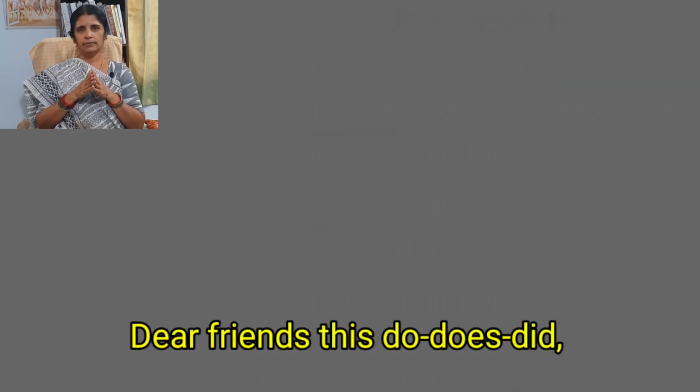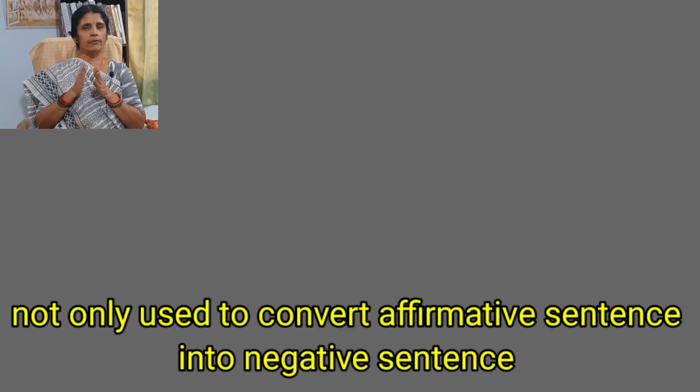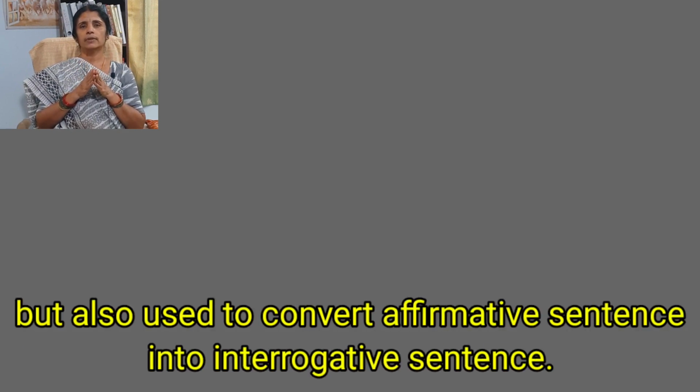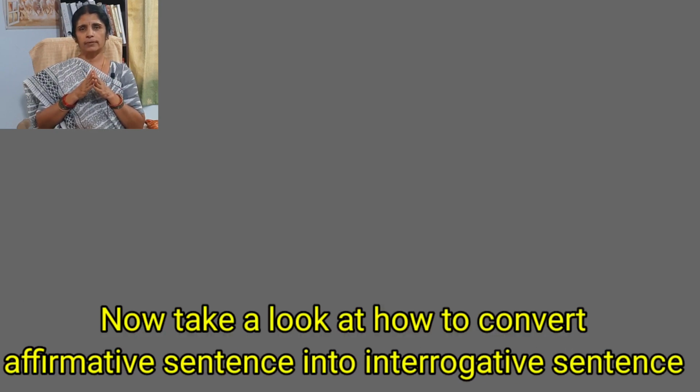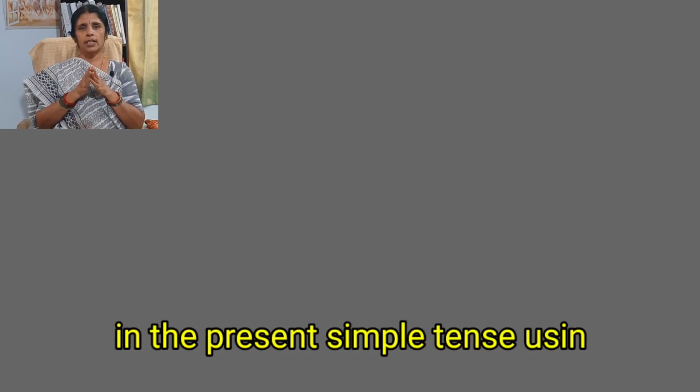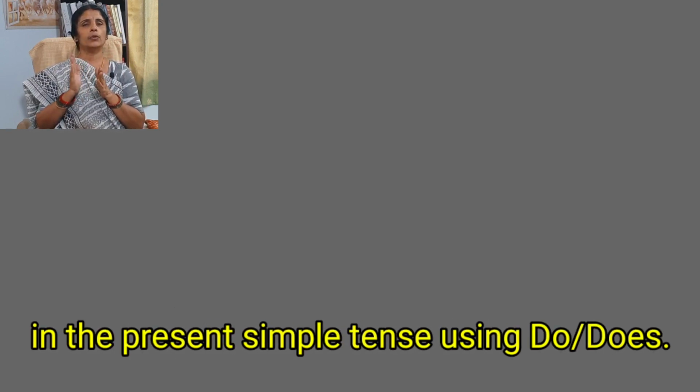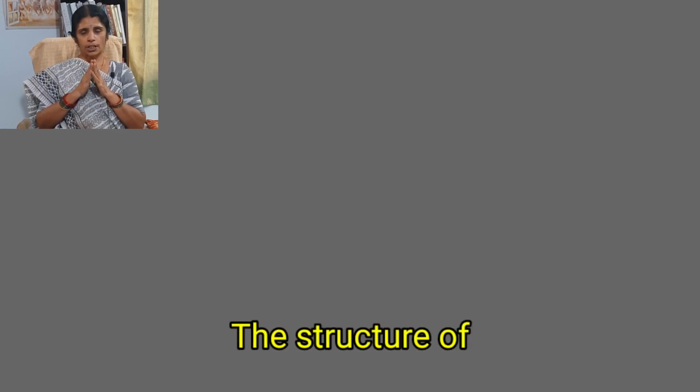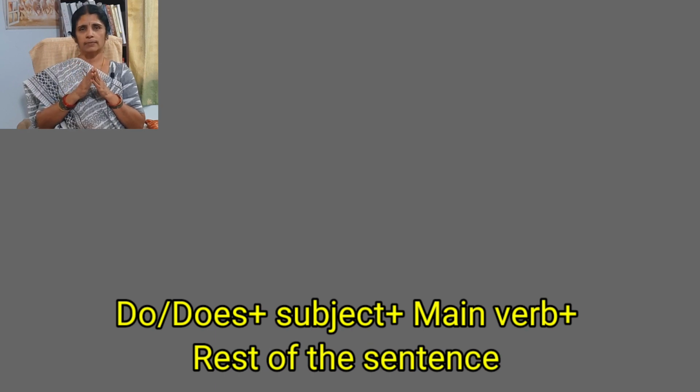Dear friends, do, does, did are not only used to convert affirmative sentences into negative sentences but also used to convert affirmative sentences into interrogative sentences. Now take a look at how to convert affirmative sentences into interrogative sentences in the present simple tense using do, does. The structure of an interrogative sentence is do or does plus subject plus main verb plus rest of the sentence.